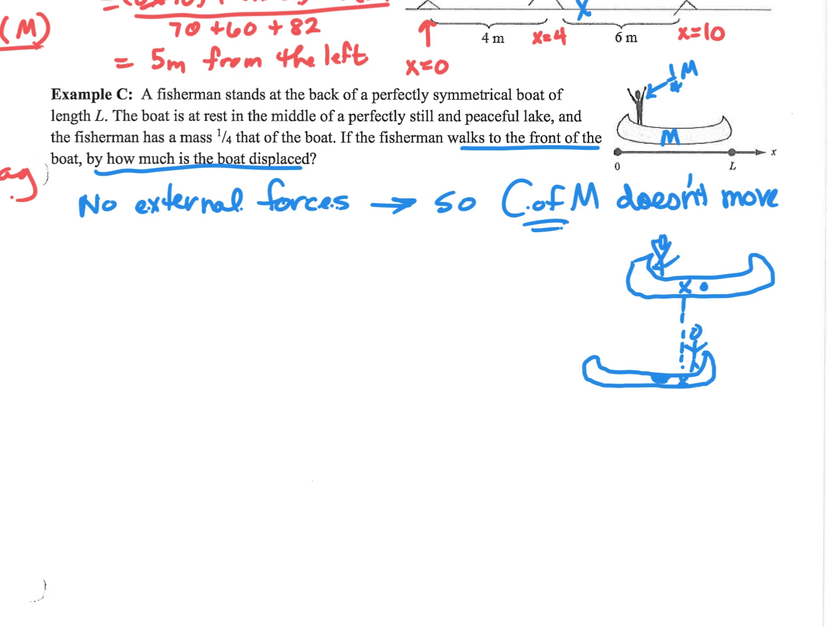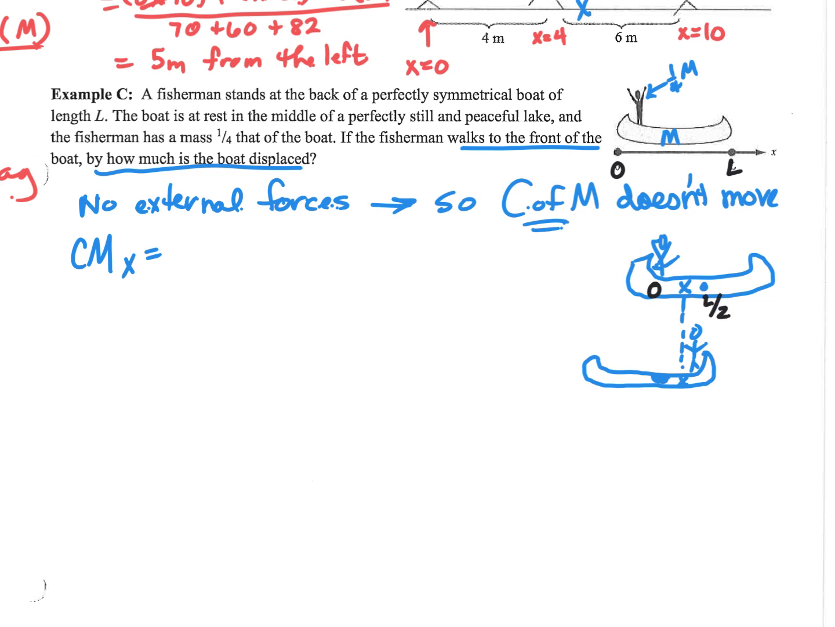So what do we know? Center of mass in the x direction. Let's call him at 0. So the first thing we've got to do is put in a coordinate system. So he's at 0, this is L. Okay? So his initial position is at 0, and the boat's position is at L over 2 because its center of mass is at the middle of the boat.